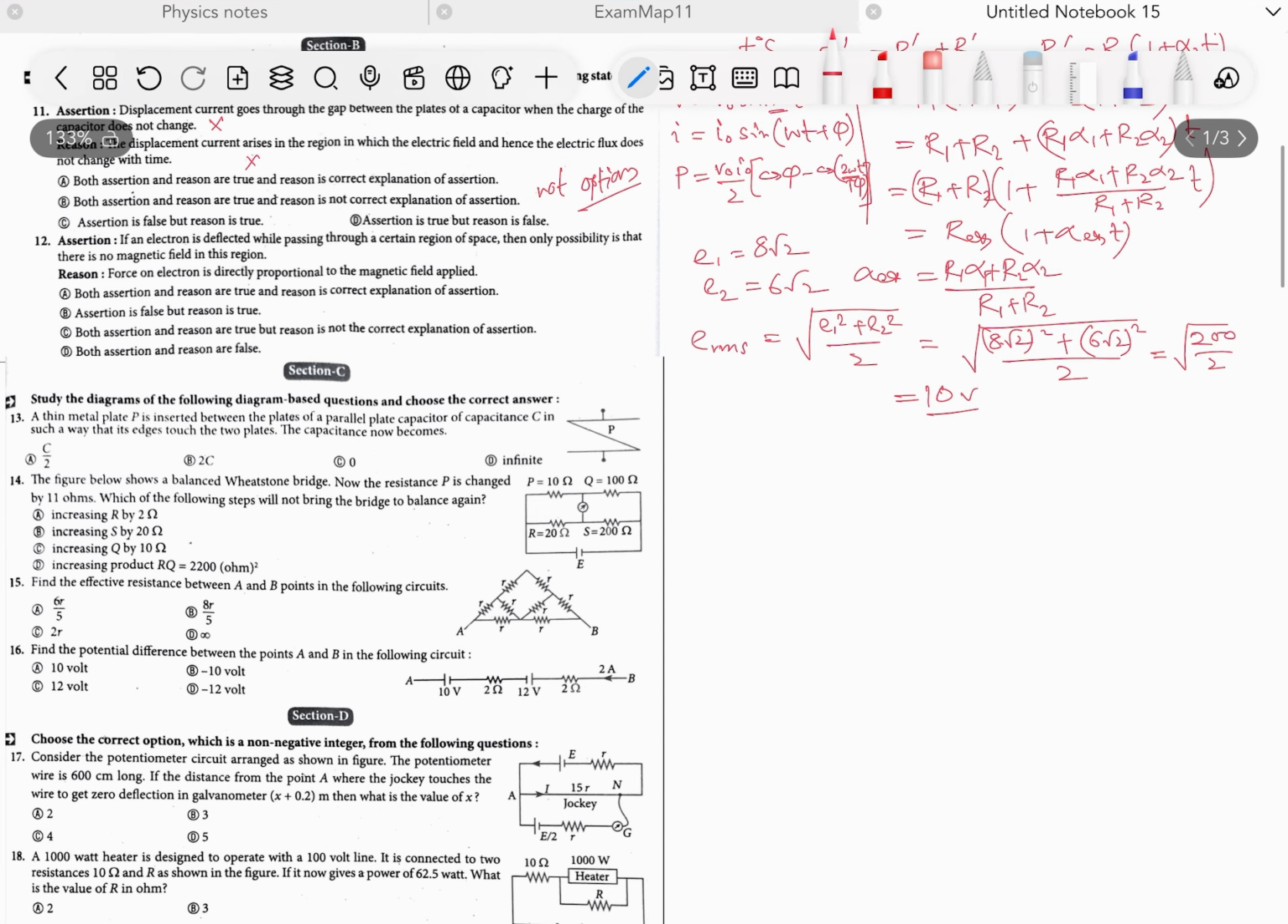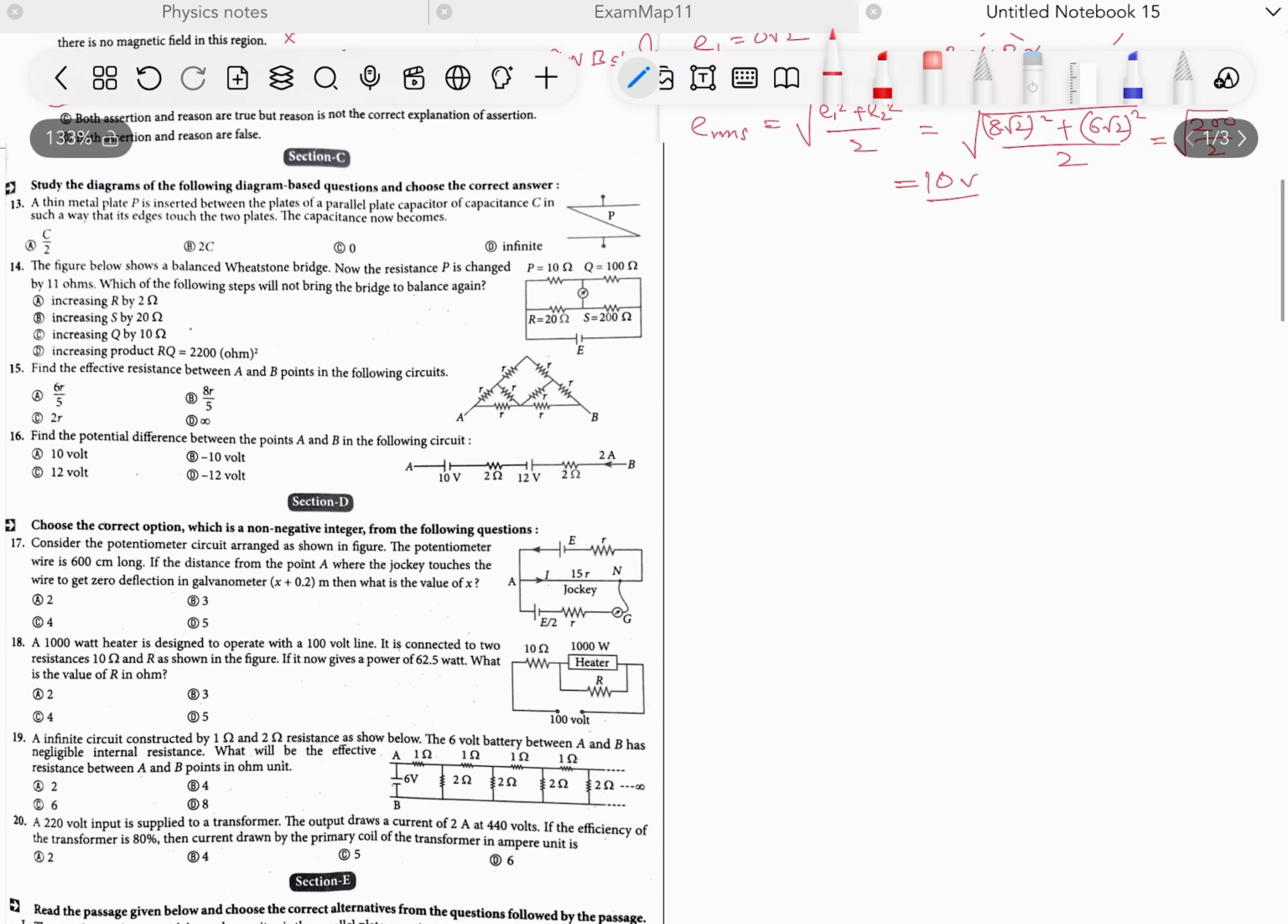Okay. Question number 12. If an electron is deflected while passing through a certain region of space, then the only possibility is that there is a magnetic field in the region. Electron can be deflected by an electric field also, so the only possibility is not correct. So assertion is not correct. And the force on electron is directly proportional to the magnetic field, because we know the Lorentz force F equals Q V sine theta. That means F is proportional to V. So reason is correct, but assertion is false. So option B is the right answer.